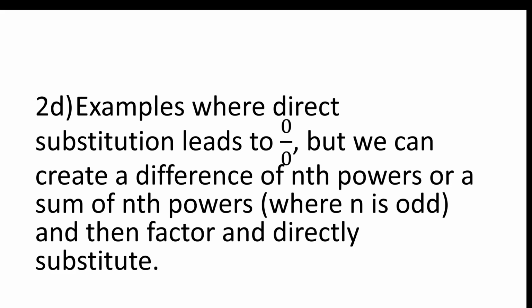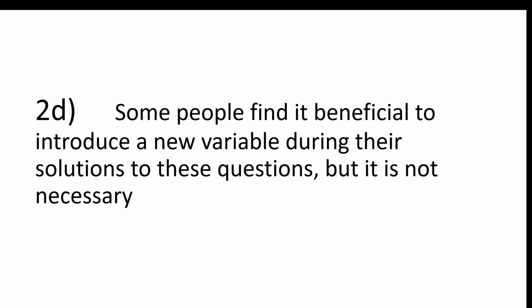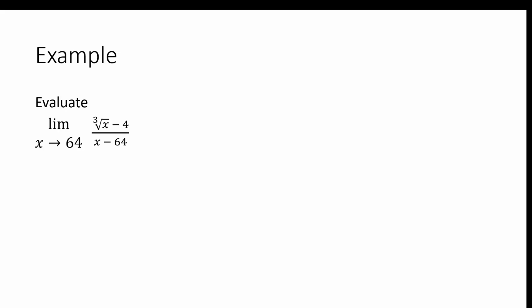Now, sometimes we're going to get direct substitution leading to 0 over 0, but we'll be able to create a difference of nth powers or sum of nth powers when n is odd, and then we're going to be able to factor and directly substitute. And some people find it beneficial to introduce a new variable during their solutions to these questions, but it's not necessary. So for instance, what if we wanted to evaluate the limit as x goes to 64 of the cube root of x minus 4 over x minus 64?